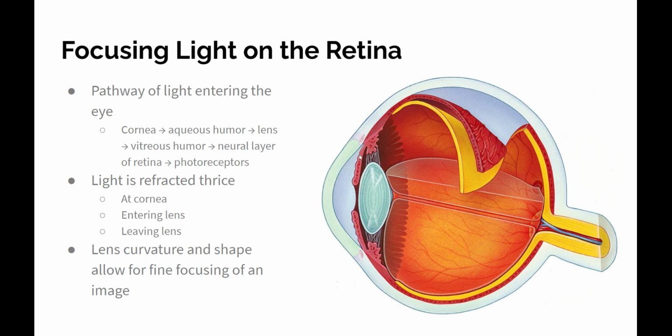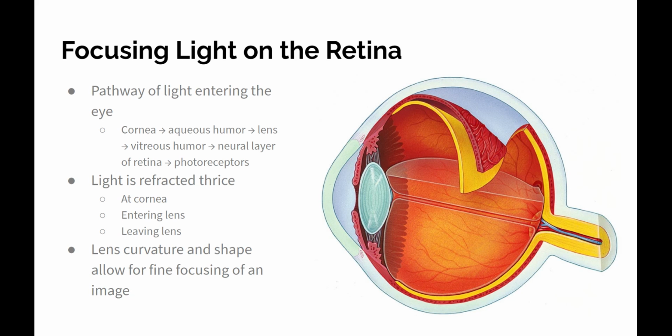So just to follow the pathway of light as it goes through the eye. You have light coming in. Here's the cornea. It enters the cornea. Then there's the aqueous humor. Then it goes through the pupil into the lens. Then it passes through the lens into the vitreous humor. And then it hits the neural layer of the retina, which we don't have blown up here, but this is the retina right here. It hits the neural layer of the retina, and then it gets to the photoreceptors.